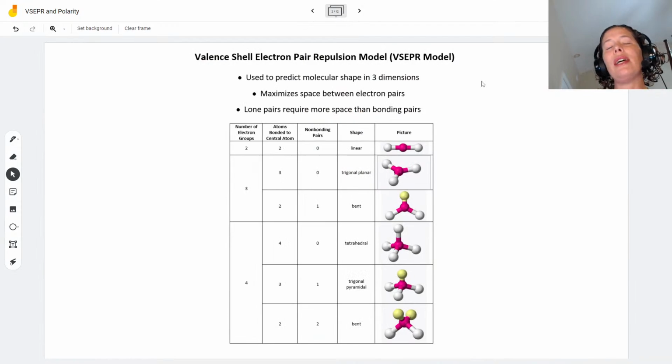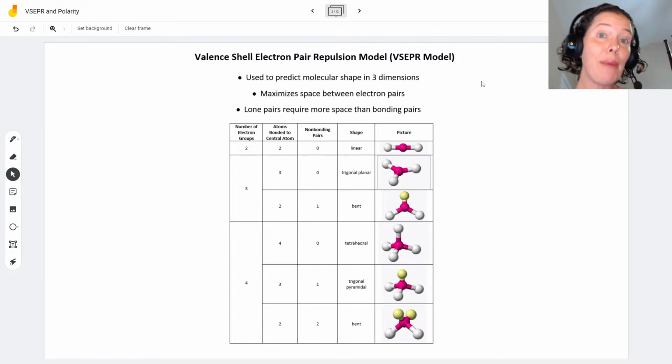Last week we did Lewis structures for various molecules. So I felt like a good tie-in, or the next step, would be to take at least some of those ones that we did last week and use those Lewis structures to predict molecular shape.